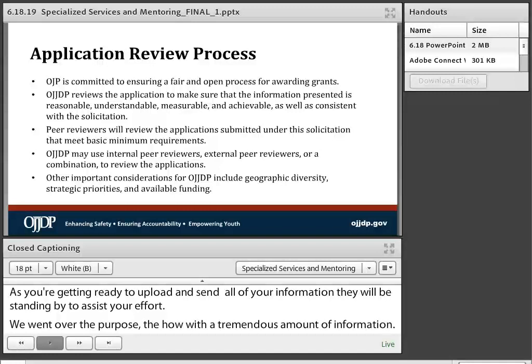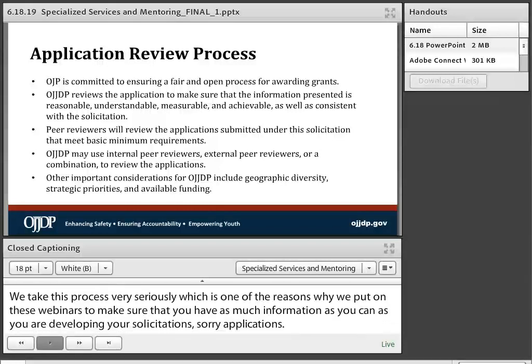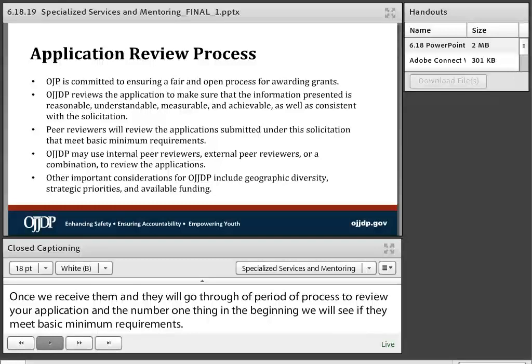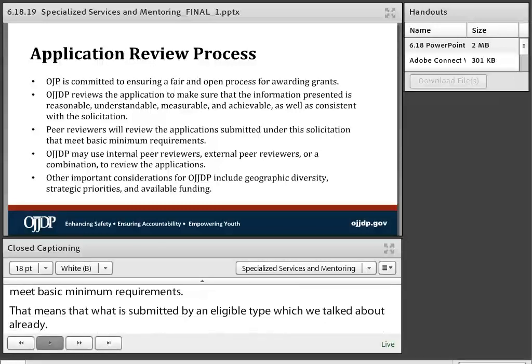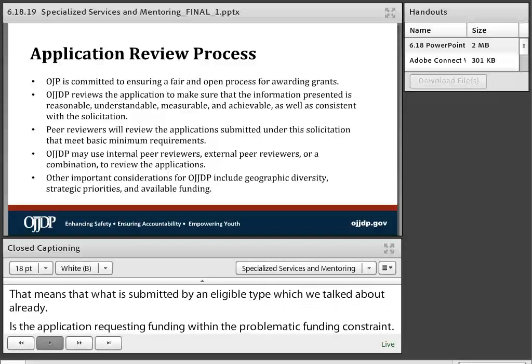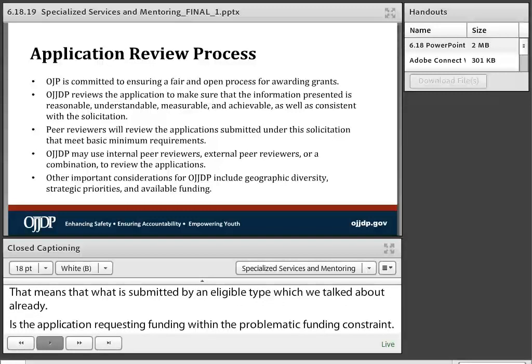And once we receive them, they will go through a peer review process to review your applications. And the number one thing in the beginning, we will see if they meet basic minimum requirements. And that means, was it submitted by an eligible type, which we've talked about already? Is the application requesting funding within the programmatic funding constraints? So what we talked about under each category, we'll take a close look at that. Was it responsive to the scope? And does it include all items designated as critical?